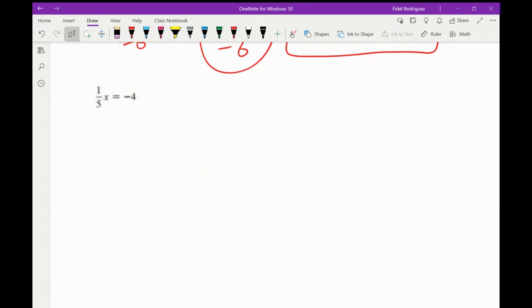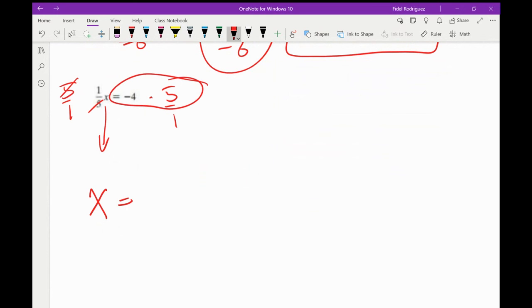Okay, and then this one here, guys, this is like the ones we did in the beginning of this section. If I have a 1 over 5, remember, I'm going to go with the reciprocal, 5 over 1 on both sides. So that 5 and that 5 can cancel. I'll bring down my x, and then I'm just going to multiply straight across. So negative 4 times 5 is a minus 20.